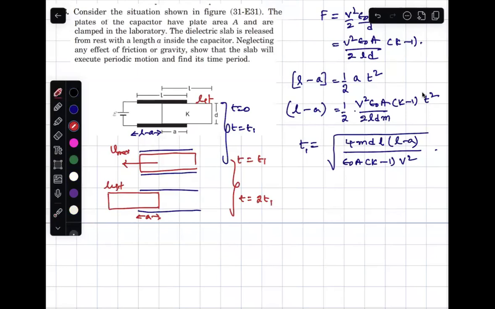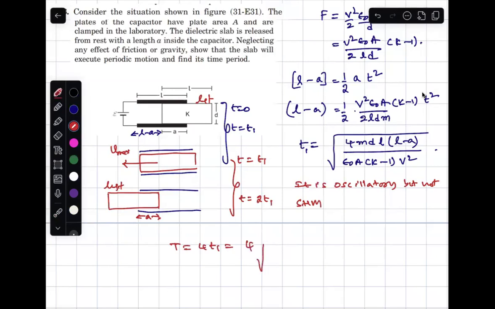So now tell me, is this not a periodic motion? Yes, it is a periodic motion. Is it SHM? No, because force is constant here. For SHM, force must be proportional to displacement. Here, force is constant. So it is oscillatory, but not SHM. And the total time period is 4t1. So therefore, I think they are asking the total time period only.